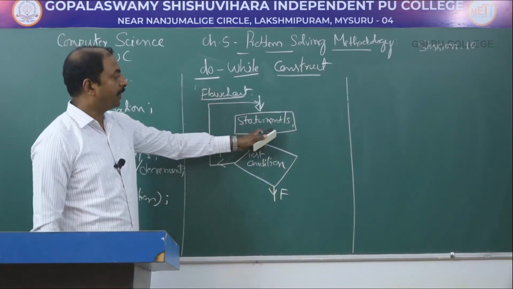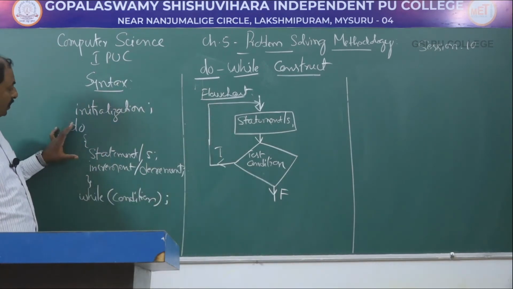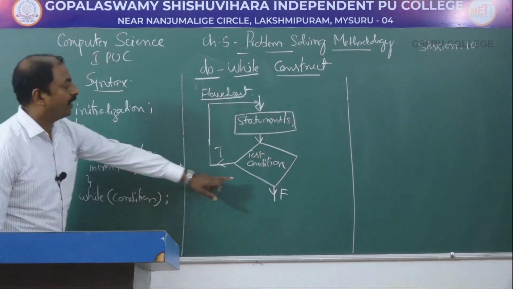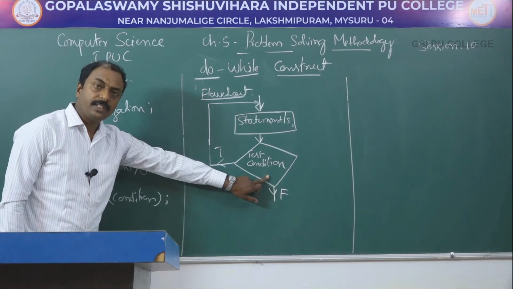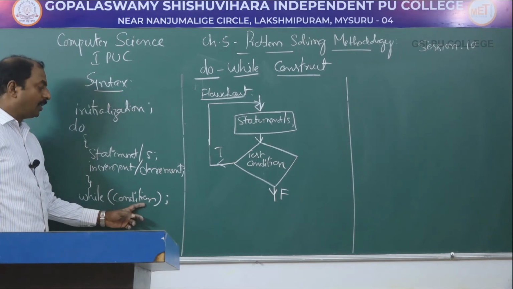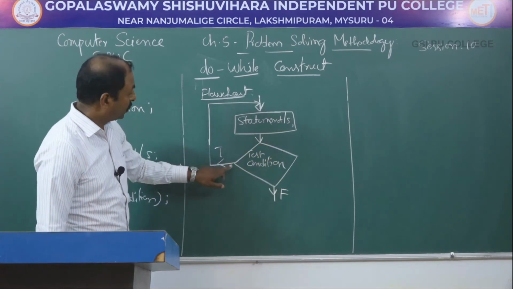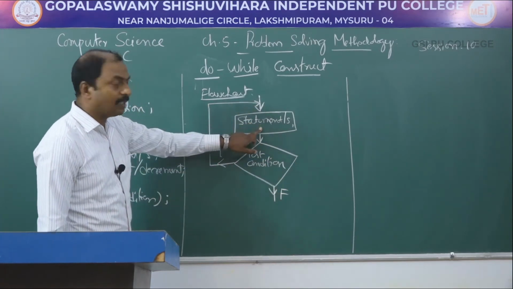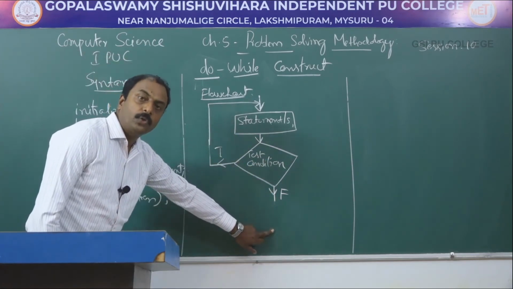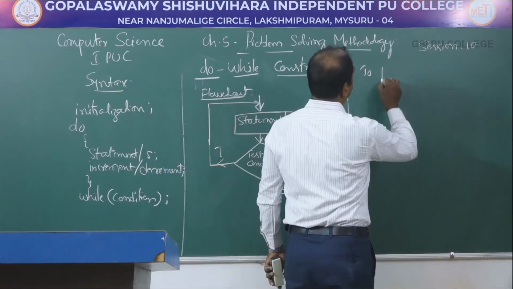It represents statement or statements. Similar to this syntax, here we have the statement at the beginning, and at the end we are checking for the condition. Here in the syntax we use while at the end of the loop, and here in the flowchart also at the end we check for the condition. If the condition is true, it executes these statements, and if the condition fails, it will come out of the do while construct. Now let us see the example for the same.